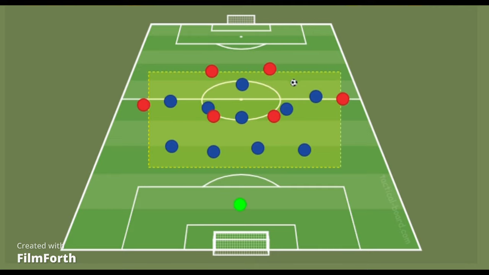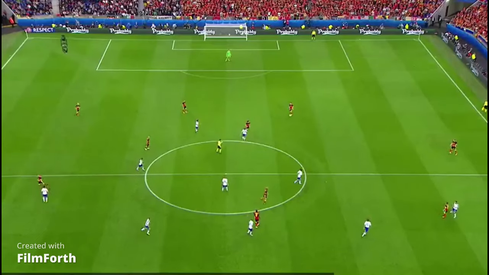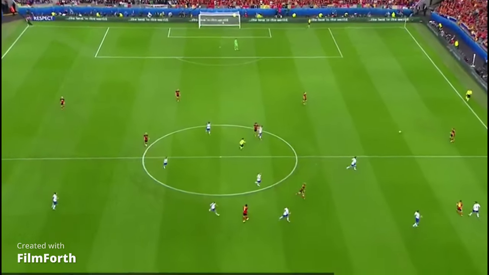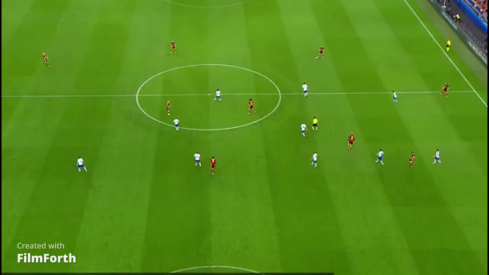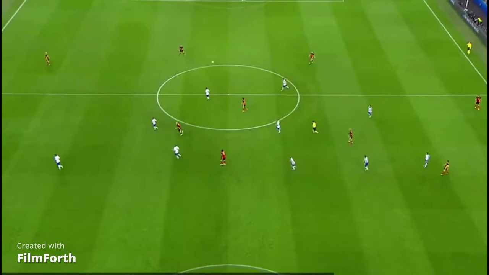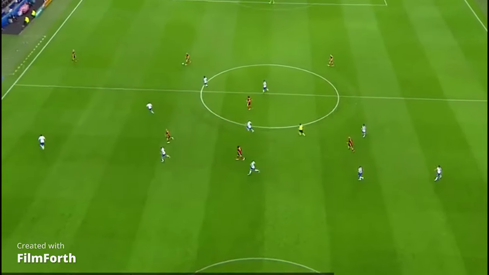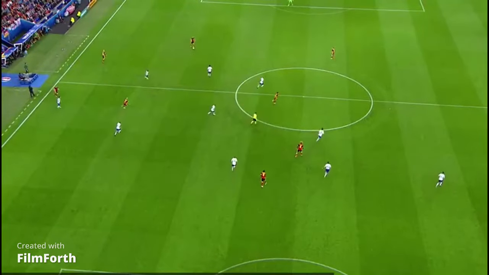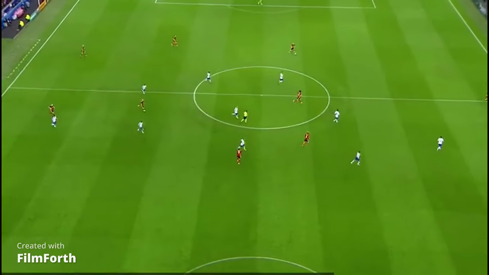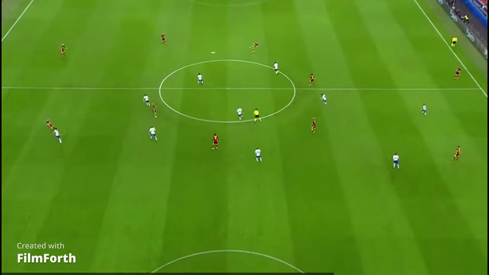Another one is mid-blocks. This is where teams sit in a mid-block, where they restrict opponents from playing penetrative passes to their forward line by constantly pressing the player in possession and making them play the ball sideways with zero progression in their own half of the pitch. This is a clear example of Tottenham employing a mid-block against Liverpool in the Champions League final, preventing Liverpool from entering their half of the pitch.